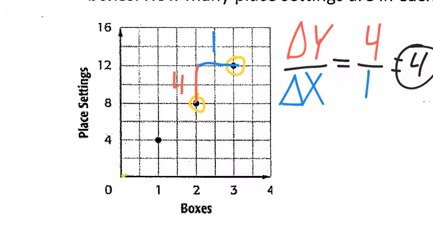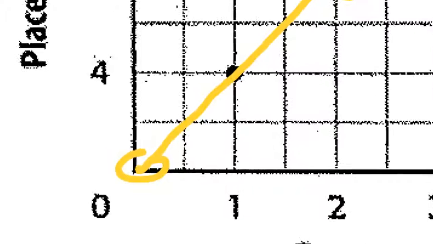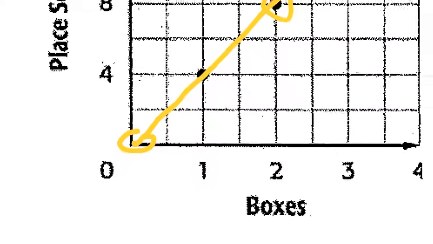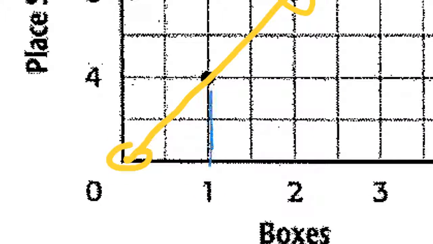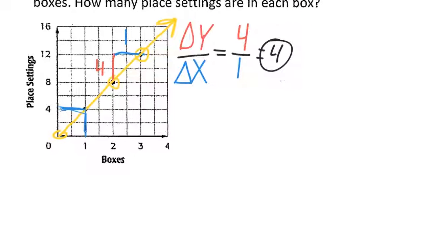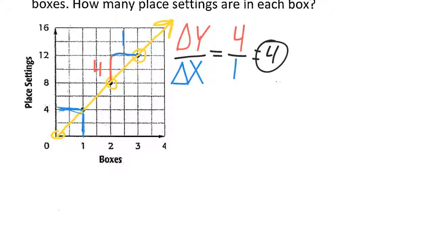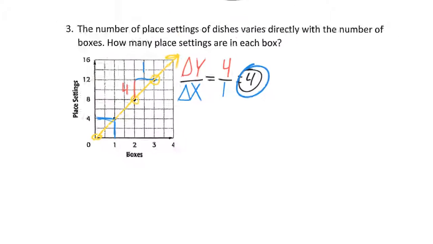If I started down here at 0 and graphed a straight line, I hit all 3 of my points, and then some others I don't even have marked. But it's a straight line, and it goes through 0, 0, so it's a direct variation. I could just look at 1 for my number of boxes. So in this box 1, I have 4 place settings. That's the easiest and quickest way to check this one when it's a nice straight line like that. That goes through 0, 0. So either way, our answer is 4 in whichever way you did it.